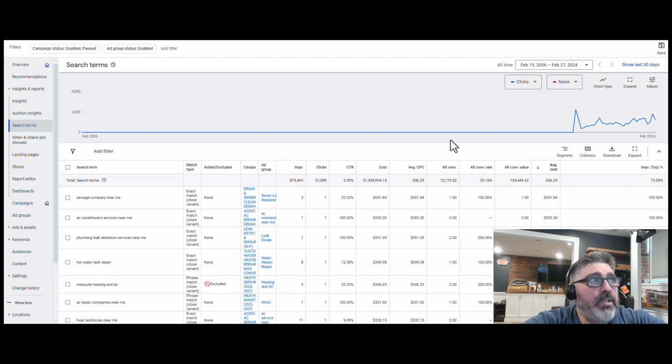So what we want to do here is stay in the search terms report area, and we want to filter this report by average cost, average lead cost. And you can see that I have my terms here on this left column and the cost per lead, scrolling down.